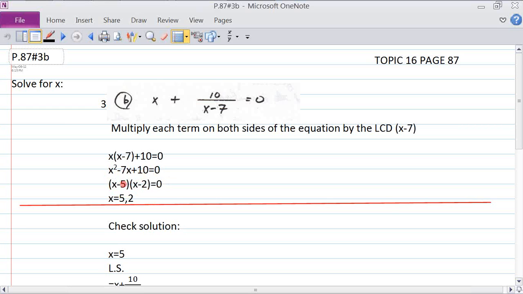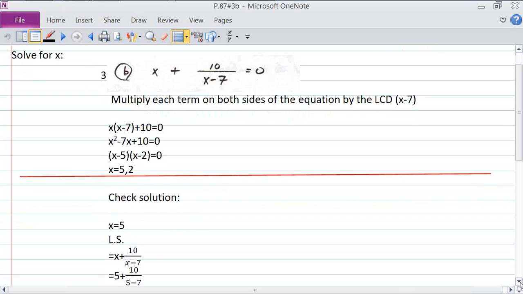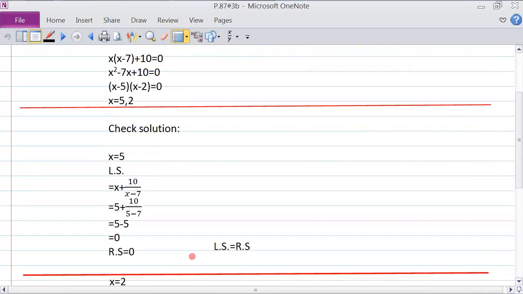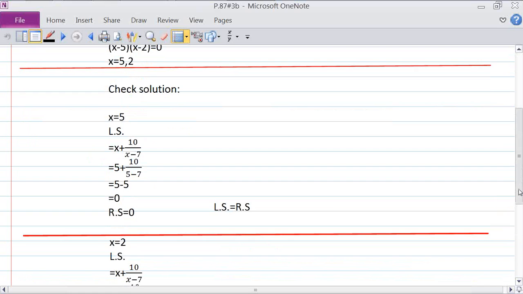I make x minus 5 equal to 0, x equals 5 is a solution, and x equals 2 is a solution. So now we go back into the original equation. The left side is x plus 10 over x minus 7. If I put 5 into this equation, replacing the x with a 5, I get 5 plus 10 over negative 2. 10 over negative 2 is minus 5, so 5 minus 5 gives me 0, which is the right side of the equation. So the left side equals the right side, and x equals 5 is a valid solution.